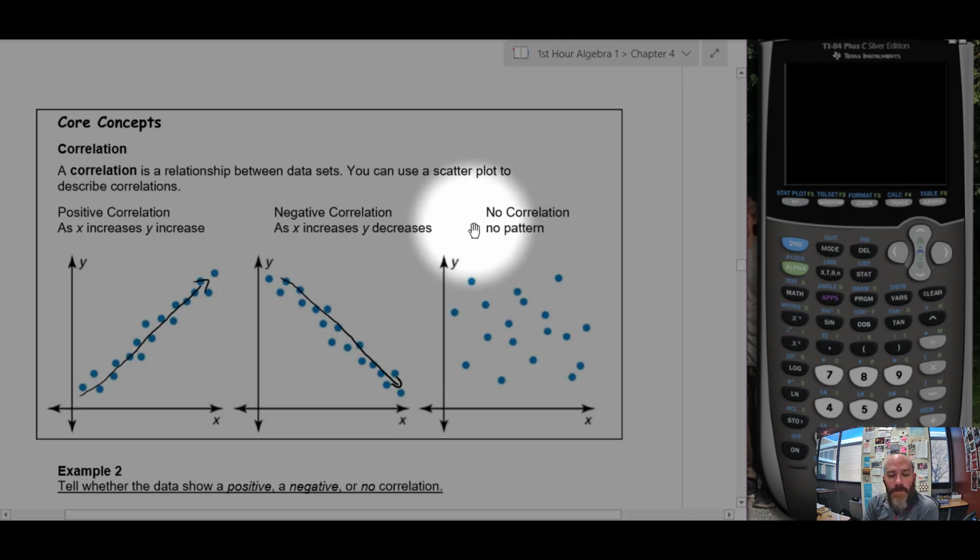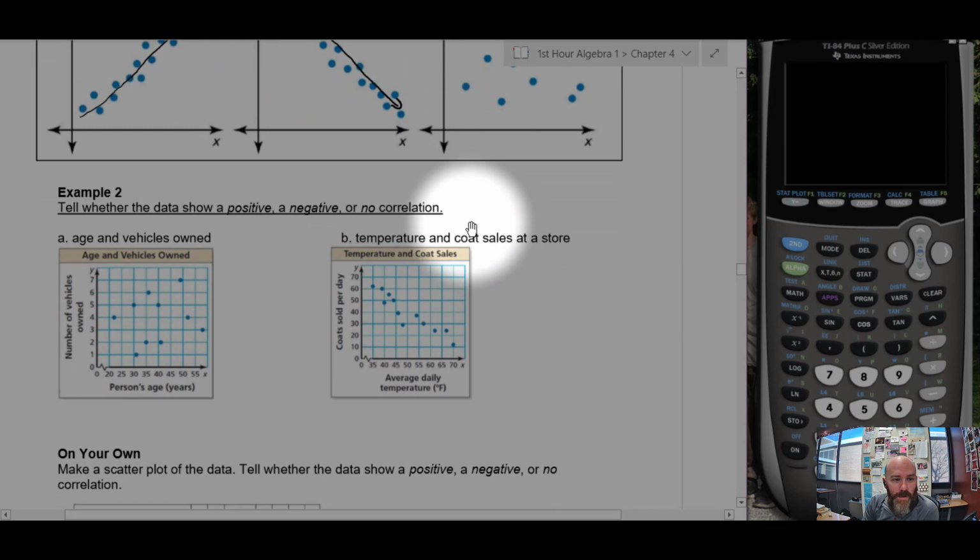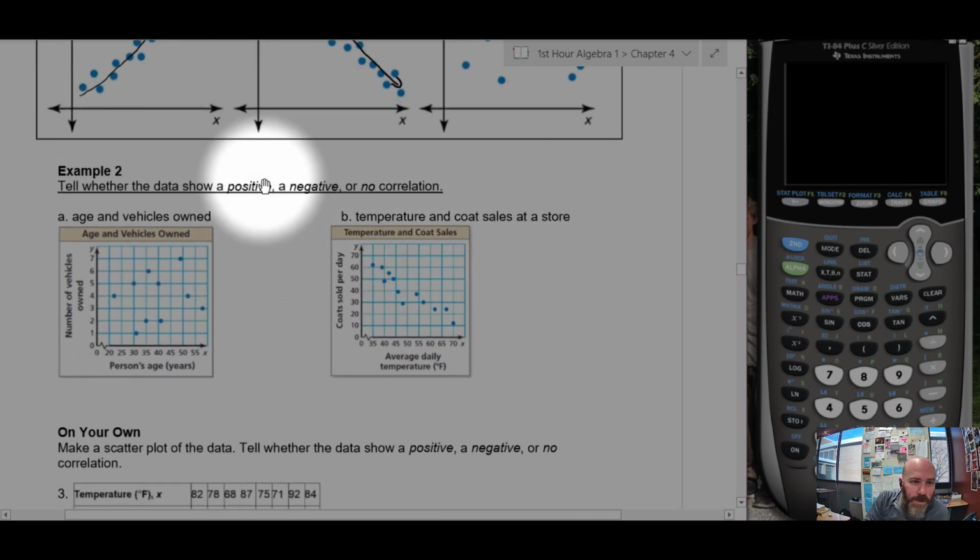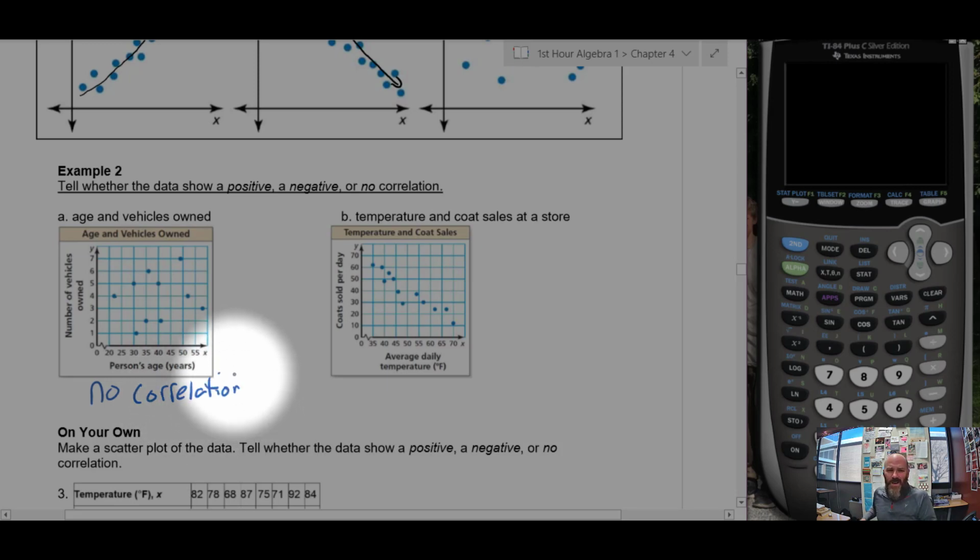So we have to identify some correlations. Tell whether the data set shows a positive, a negative, or no correlation. So in this first one here, as X increases, notice there's no true Y. I mean, it looks like these Y's are increasing, but then some are going down. This one I'm going to say has no correlation. If you have to question it, because maybe if you're trying to make a correlation on something, it's probably going to be no correlation for us. We want them to be fairly obvious.